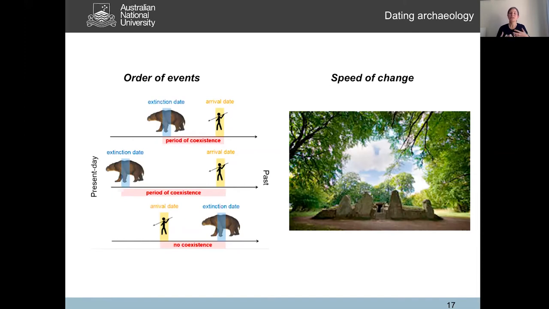So that tells us that the people who closed up the monument, so quite often we find that the openings to these burial mounds were closed, would have known the people who built the monument. They would have known who all of those bones in that burial mound relate to. It's not like they're closing up and blocking out what we might have previously thought of as a faceless ancestor. So speed of change is, I think, almost more interesting than the order of events.